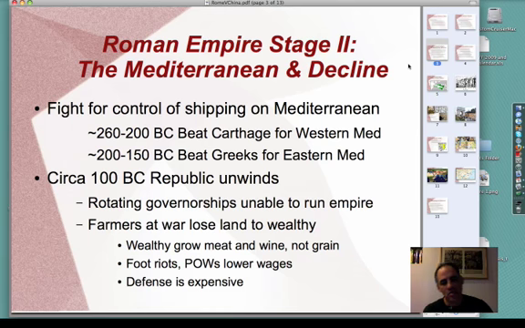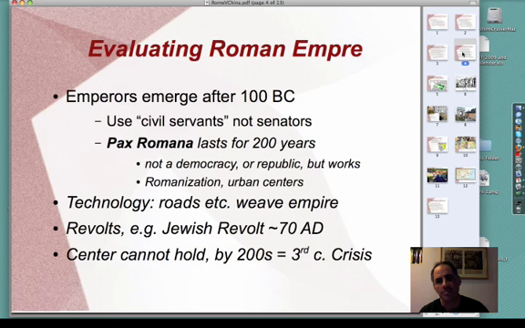Finally, historians point to the fact that defending the empire is expensive, and this is the classic story we like to think of. You just simply overextend, and this is the argument today about the American empire, that the Americans are overextended by fighting too many wars in too many different places at the same time.